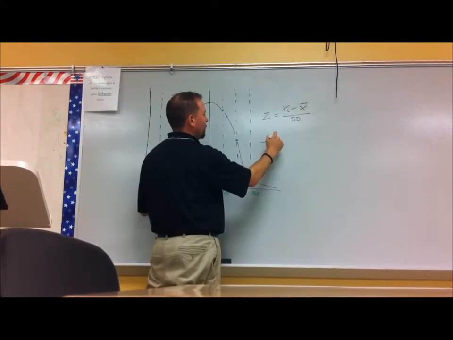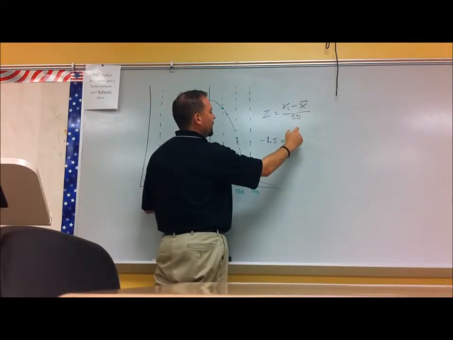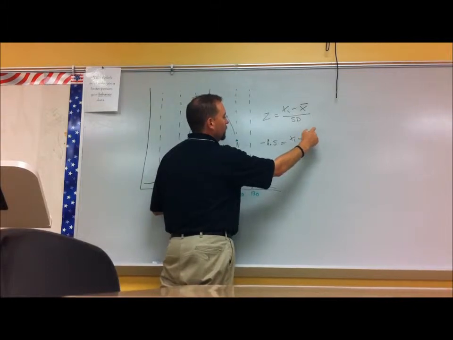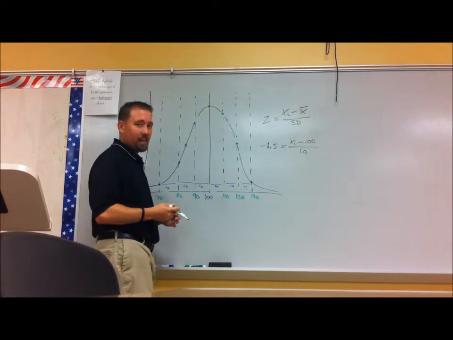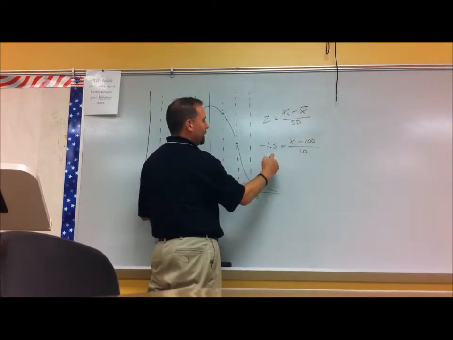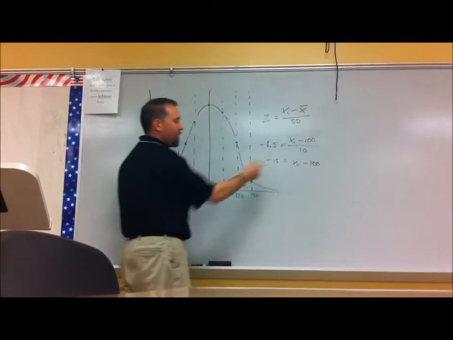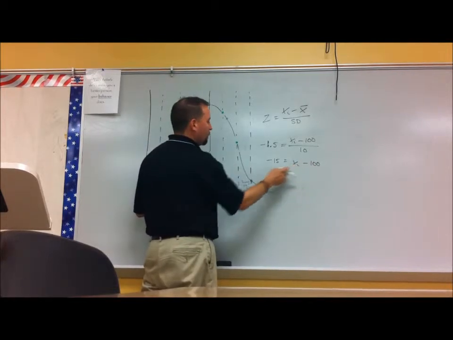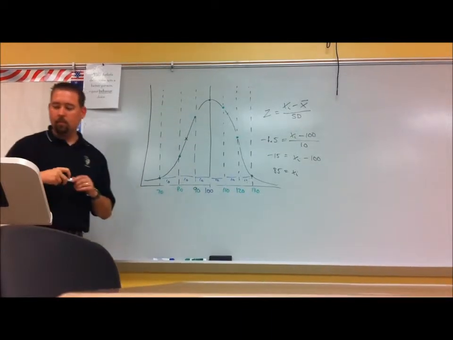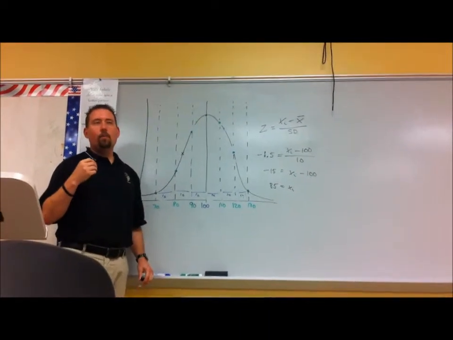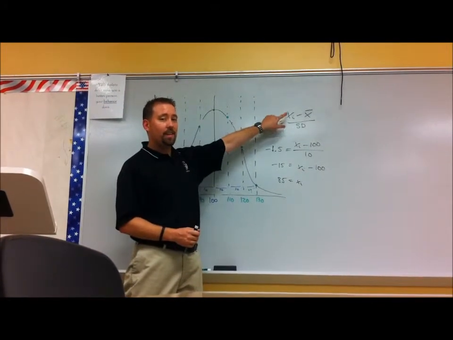So we have -1.5 equals your data point, your test score, minus 100, over 10. Now you just use algebra to isolate the variable and solve for xi. Multiply by 10, and you have -15 equals xi minus 100. And now you have to add 100 to both sides. You have 100 plus -15, which is 85 equals xi. So whenever I give you the z-score, then you have to plug it in here and use algebra to solve and get the test score.